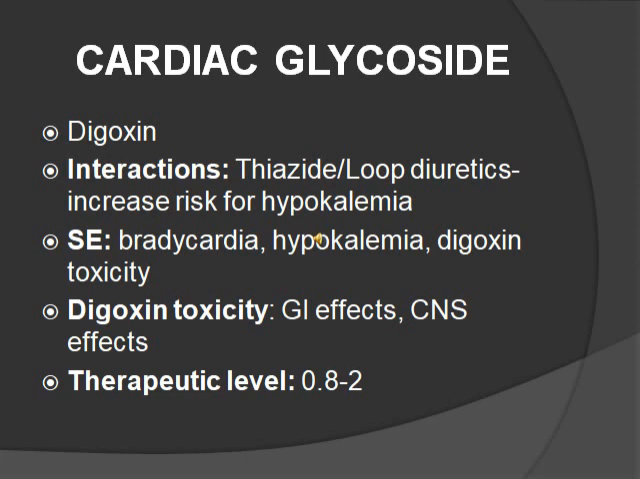What I would know is digoxin toxicity. This includes GI effects and CNS effects. For GI effects, you would have nausea, vomiting, ab pain, anorexia. And for CNS effects, you'd have fatigue, weakness, diplopia, halos around the eyes, and blurred vision. The therapeutic level that you want to maintain is 0.8 to 2. You should know that also.